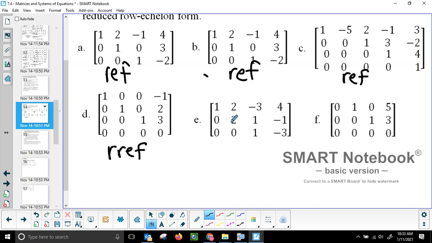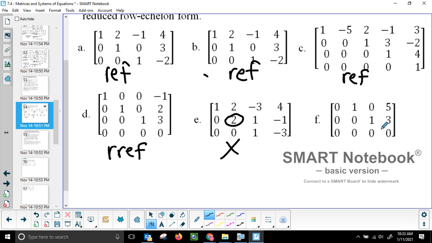Here, my first non-zero entry in this middle row is actually a 2, not a 1. So it's neither. It's not in row echelon form, and if it's not in row echelon form, it certainly can't be in reduced row echelon form.